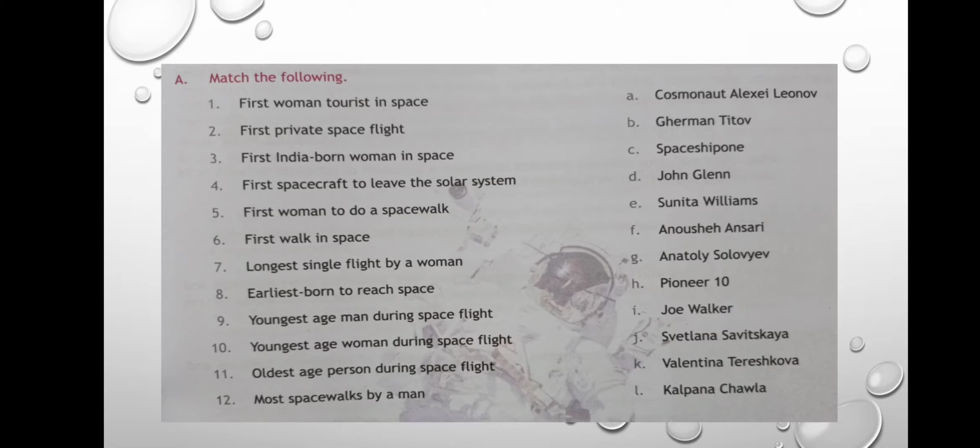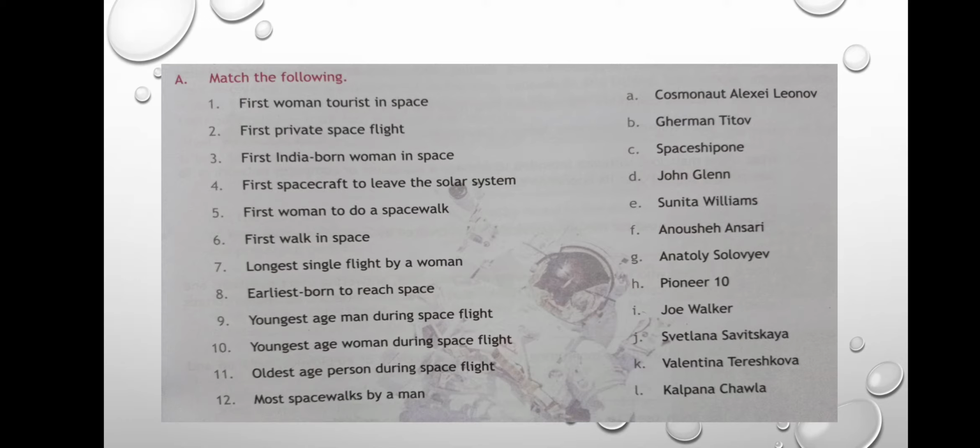On page number 49 of your book, two types of information are given. Part A is related to the different kinds of records made during various space travels, and part B is related to the satellites. Let's first do the matching. On the left side, points number 1 to 12, different kinds of records are given, and on the right side, A to L, different names are given. So let's read about them.